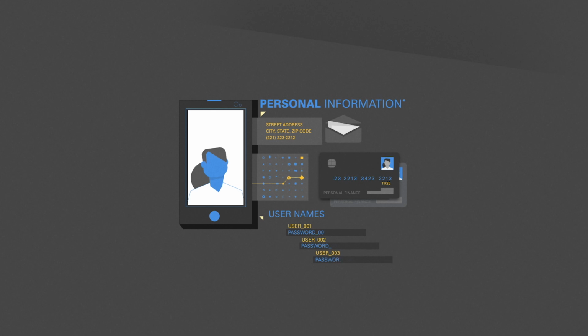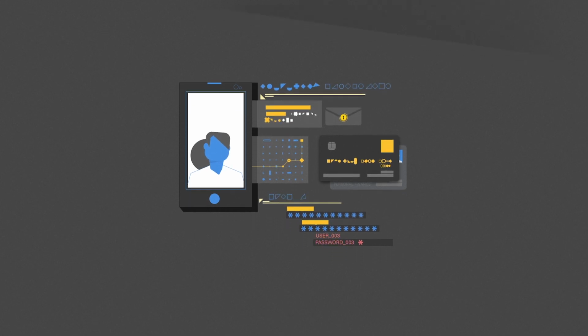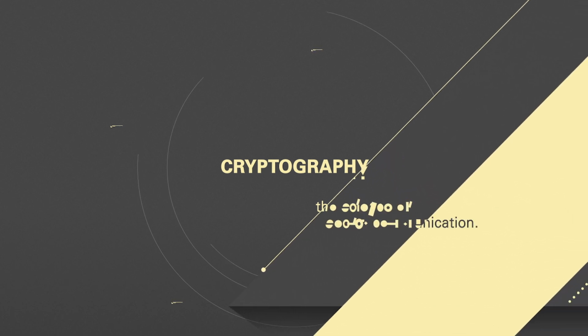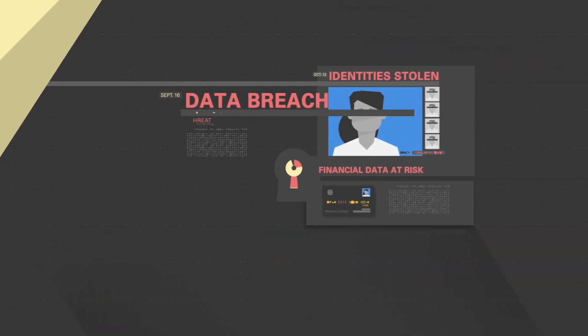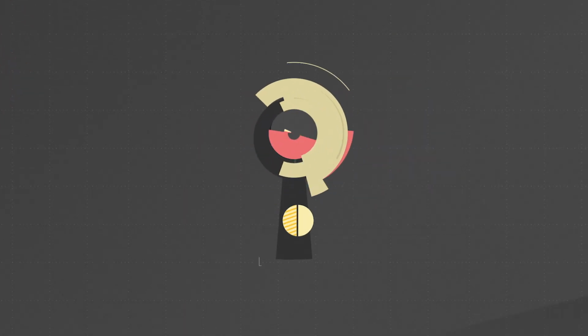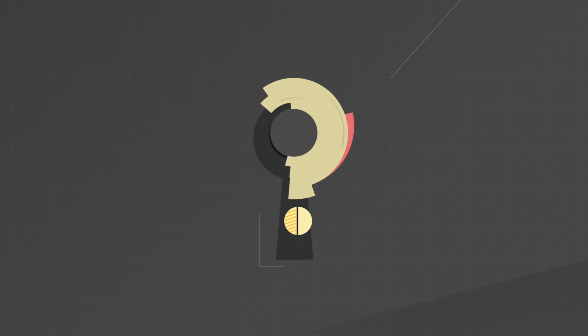Today, all of our online privacy and security is owed to cryptography, the science of secret communication. Yet all too often, misused or badly implemented cryptography causes the security flaws and data breaches we see on the web. What is it about cryptography that's so difficult to get right?